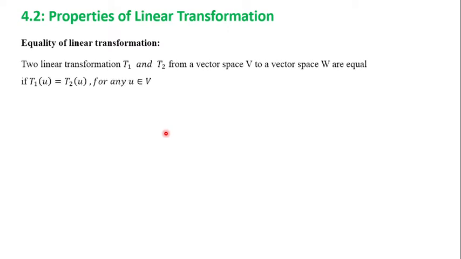Firstly, equality of linear transformation. Two linear transformations T1 and T2 from a vector space V to a vector space W are equal if T1 operating on U is the same as T2 operating on U, and this is true for any vector U in V. If this holds, then you can say that the linear transformations T1 and T2 are equal.